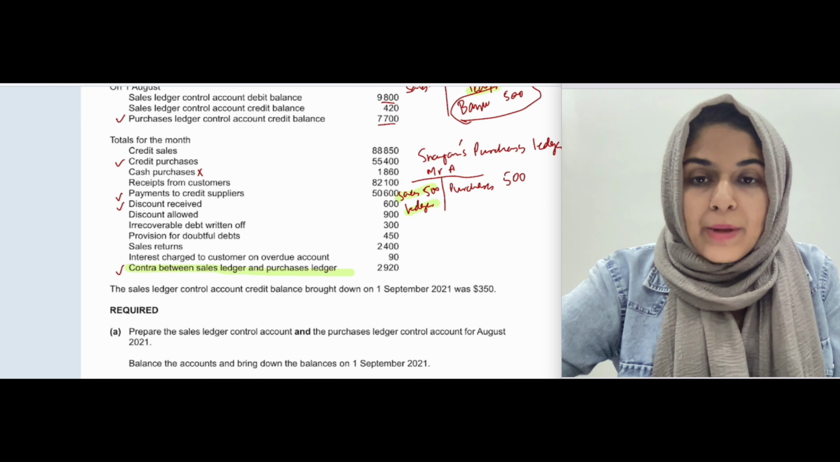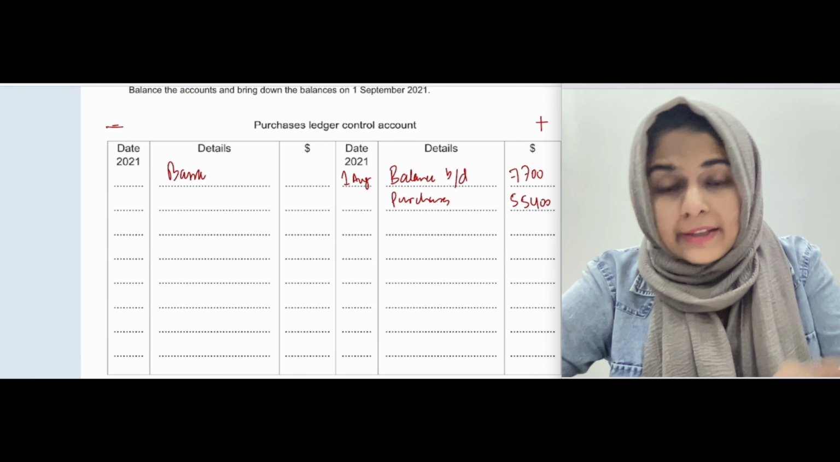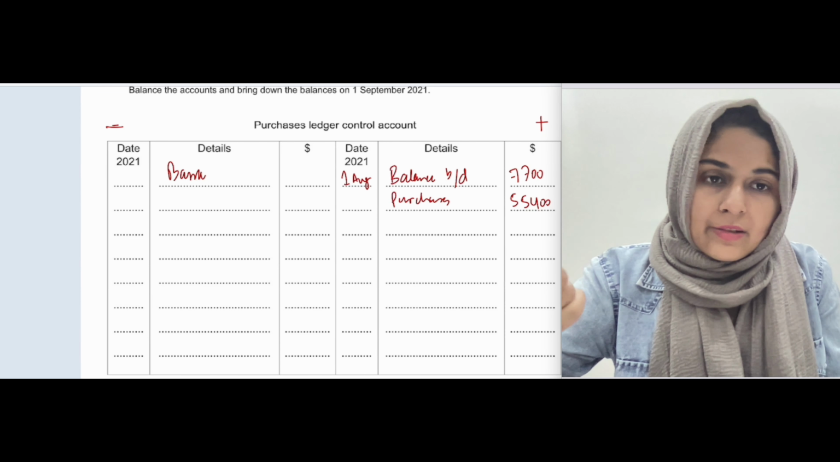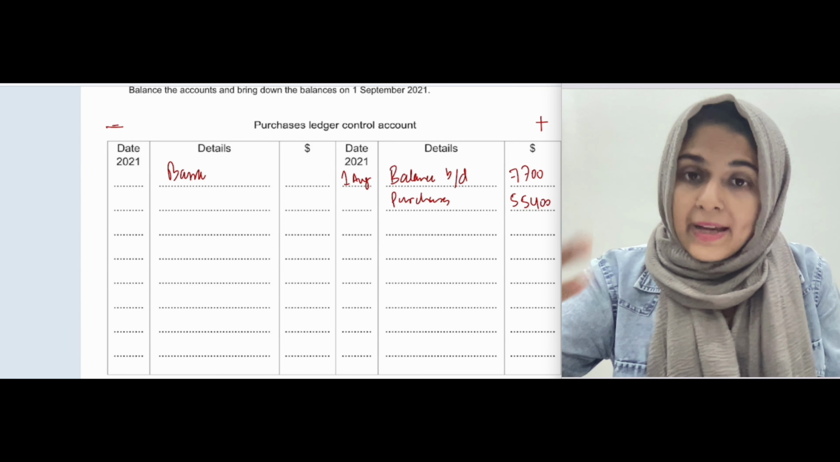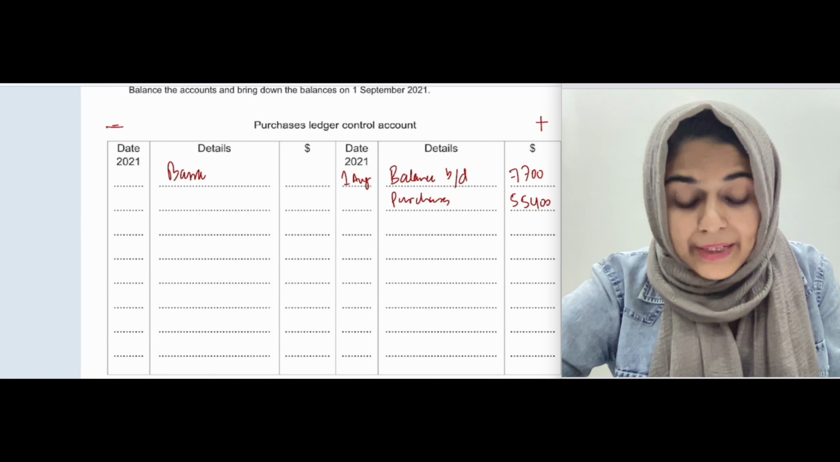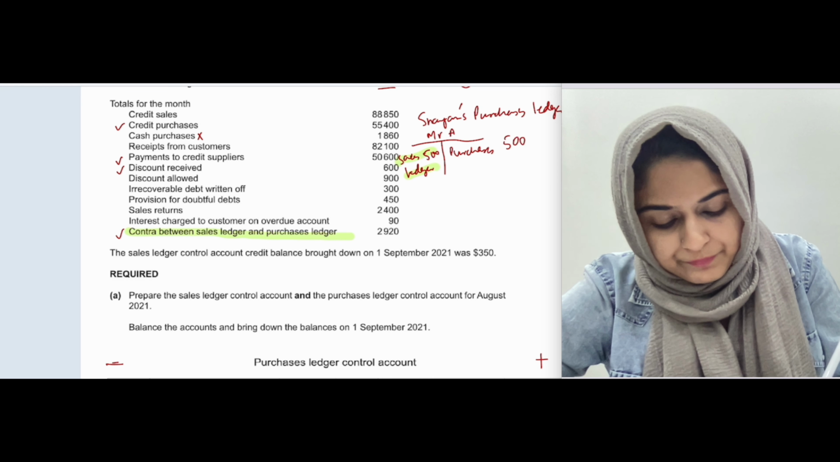And then payments to credit supplier. So whenever you pay to the credit supplier, your bank is being credited. This account is being debited because obviously for every debit there is a credit. So अगर एक account credit हो रहा है जो कि बैंक है, तो ये वाला account, purchases ledger control account, that's the total of trade payables account, will be debited. So here I'll write 55,400.